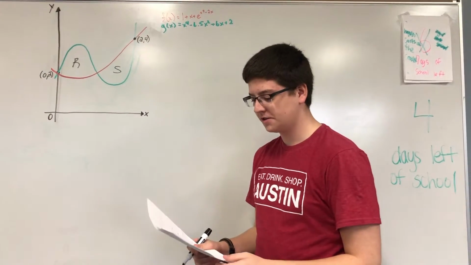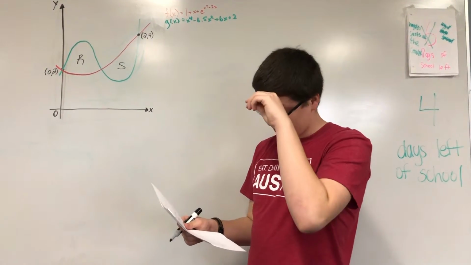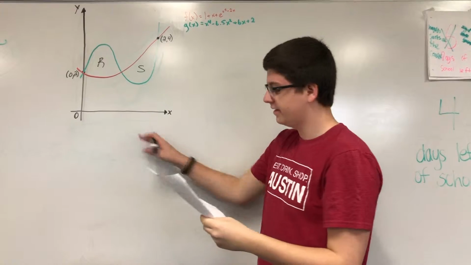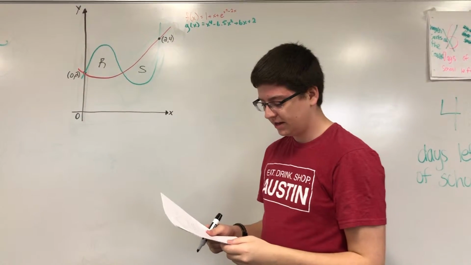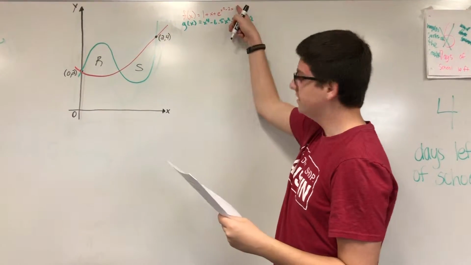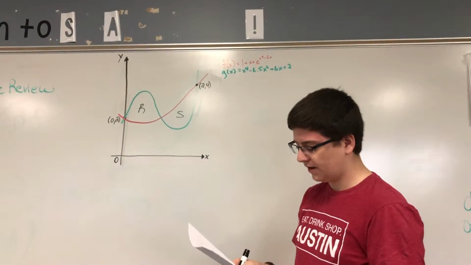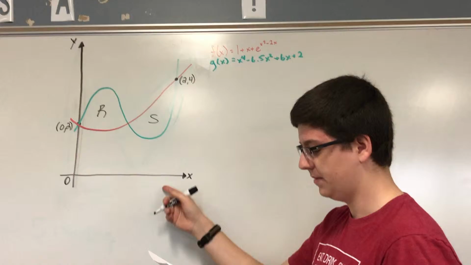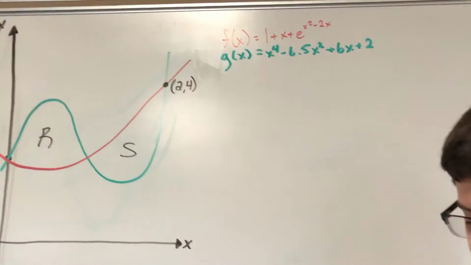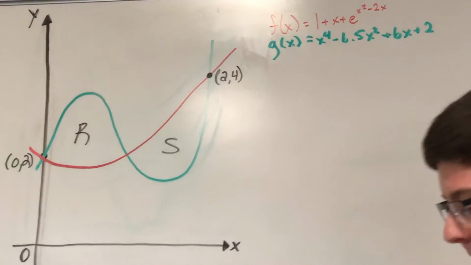Okay, so today we're going to be working through a two-function problem. The beginning instructions have this graph, then it says, let f and g be defined by functions f of x and g of x. Let R and S be the two regions enclosed by the graph of f and g, shown in the figure above. So A says to find the sum of the areas of regions R and S.